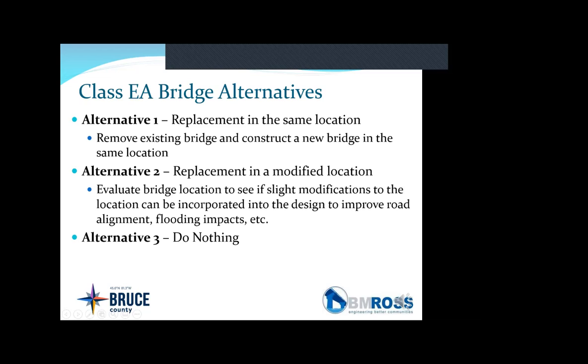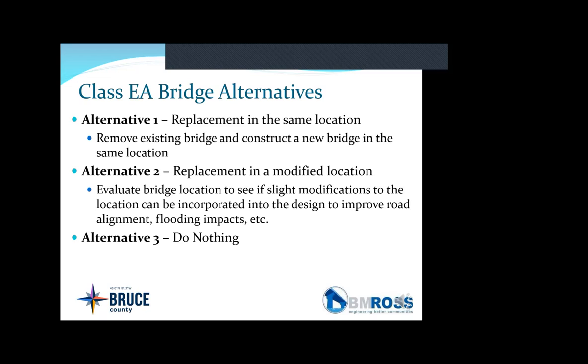As stated previously, once a Class EA is initiated, a problem is identified, and the next step is to identify a range of alternatives to address the impact. For this project, the alternatives for replacement of the bridge are fairly limited, given the location and limitations presented by the existing buildings, the rivers, and the road network. There's only a few options that are available.